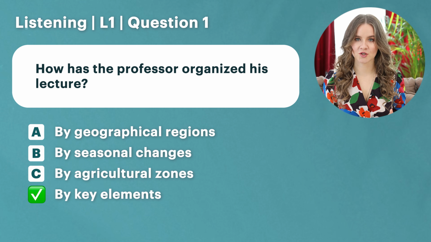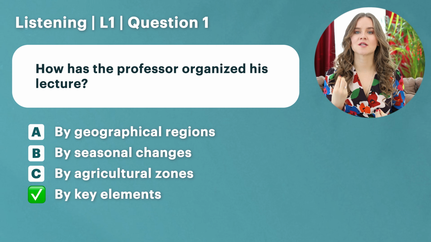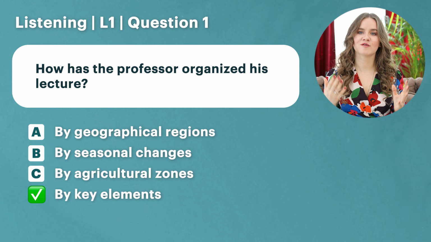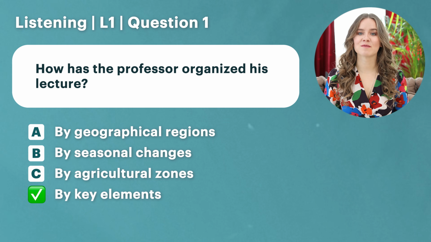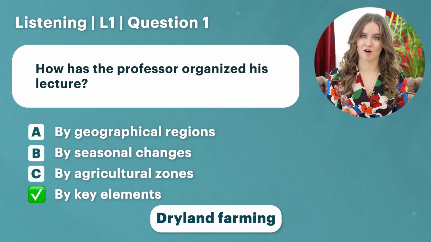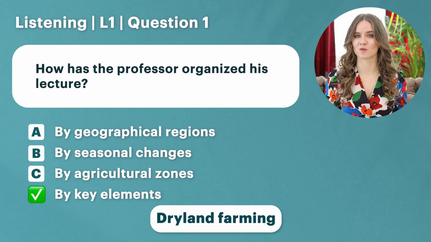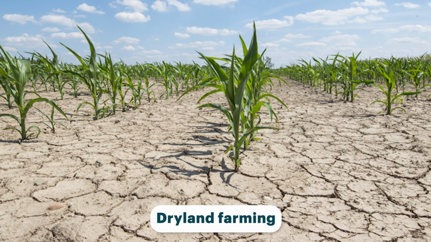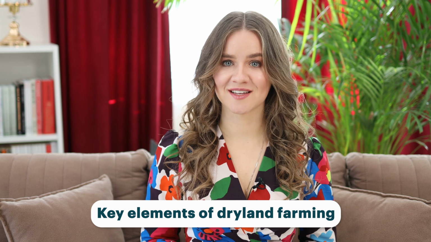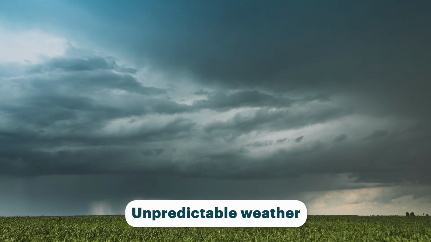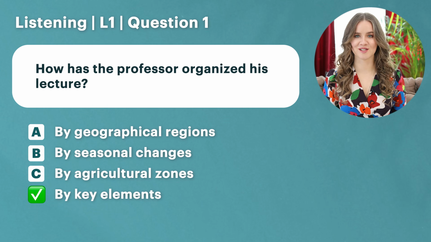At the very beginning of the lecture, the professor says that we're going to talk about one of the solutions to the growing problem of providing enough food for all of us. He says the name of this solution is dry land farming. It's a set of agricultural techniques. It's usually used in places where the land is not suitable for food production. And then the professor starts talking about the key elements of dry land farming, such as water conservation, crop selection, soil quality, and the risks associated with unpredictable weather. That's his way of organizing the lecture.